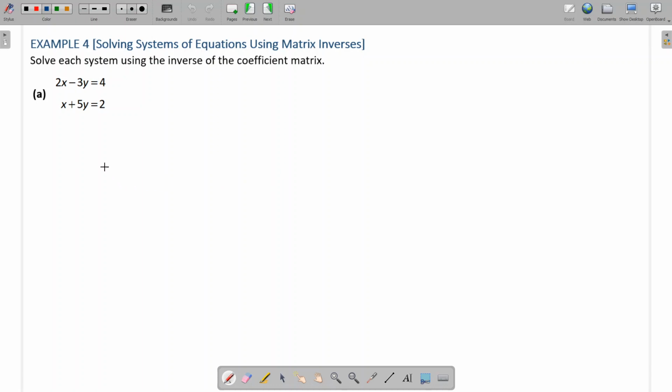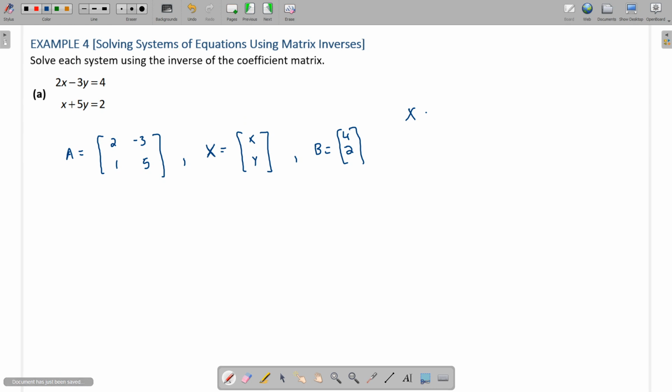Let's start with a 2 by 2 system. So in this case, the coefficient matrix is the matrix 2, -3, 1, 5. The variables, matrix X, and this is a capital X, would just be x and y. And then the constant matrix, the B matrix, would be 4, 2. Now, according to what we just wrote, the solution, which is this matrix X, should be A inverse multiplied by B. So we need to figure out A inverse.